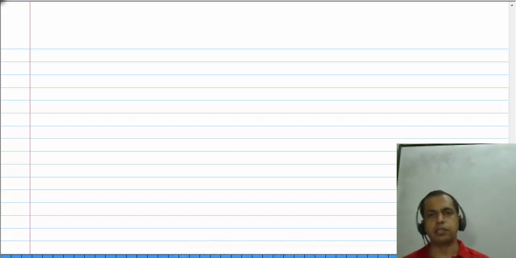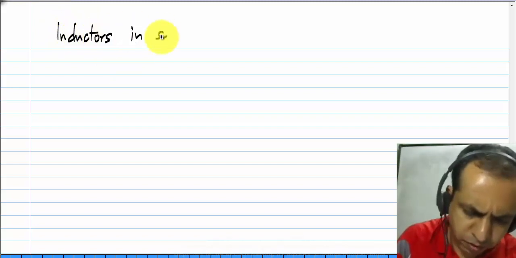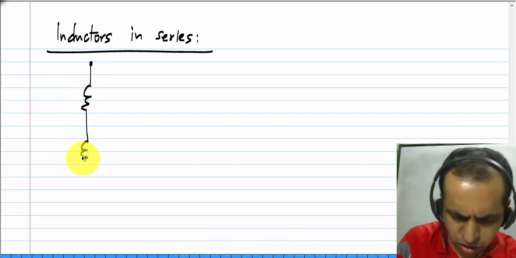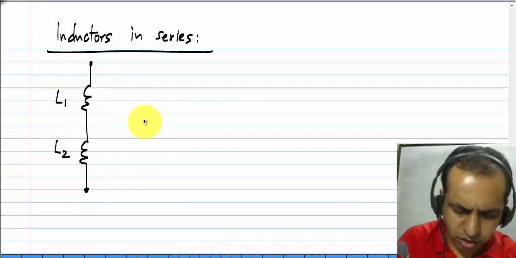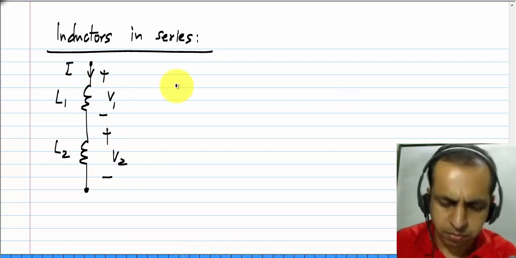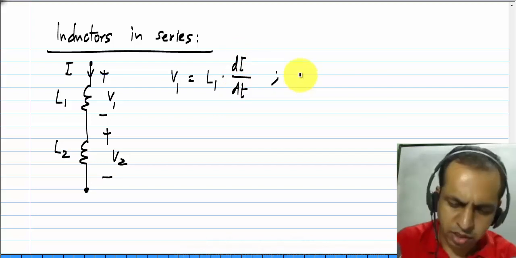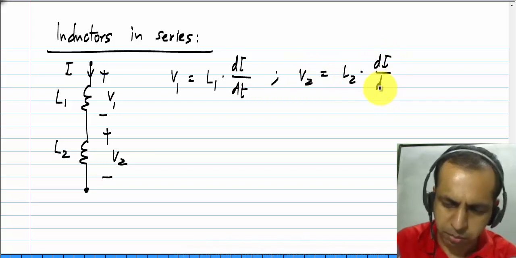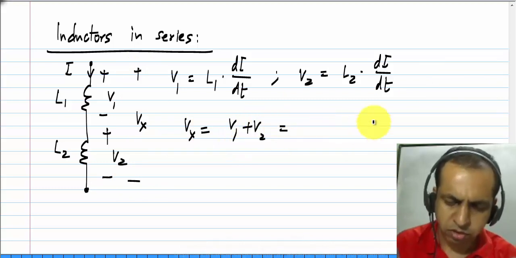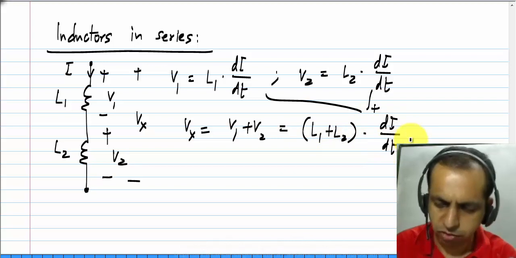Next we will look at inductors in series. Let me start with two inductors L1 and L2 and mark the individual voltages V1 and V2 and the current through the series combination, which is I. We know that V1 is L1 times the time derivative of I, and V2 is L2 times the time derivative of I, and this total voltage Vx is V1 plus V2, which if you sum these two, you will see that it is L1 plus L2 times the time derivative of I.